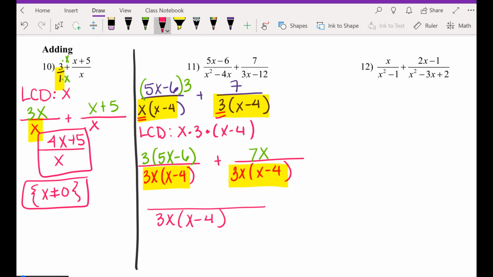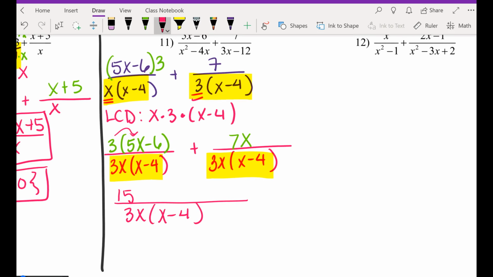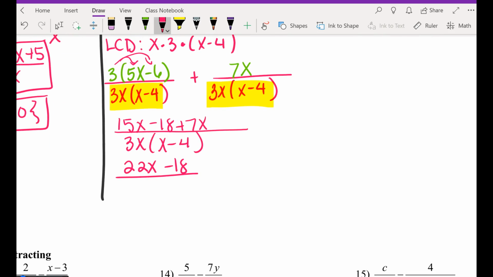Let's distribute the top. 3 times 5x is what? Good. 3 times negative 6 is? Good. And then I'm going to bring the 7x over. Can I combine like terms? Yeah. You got 15x and a 7x. That would make 22x, you're right. And then drop the 18 down, all over 3x times the quantity of x minus 4.